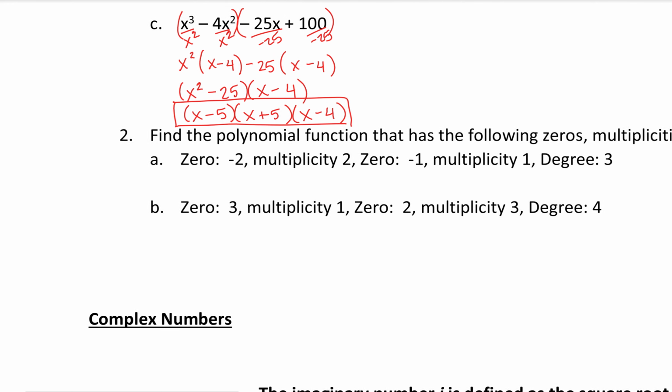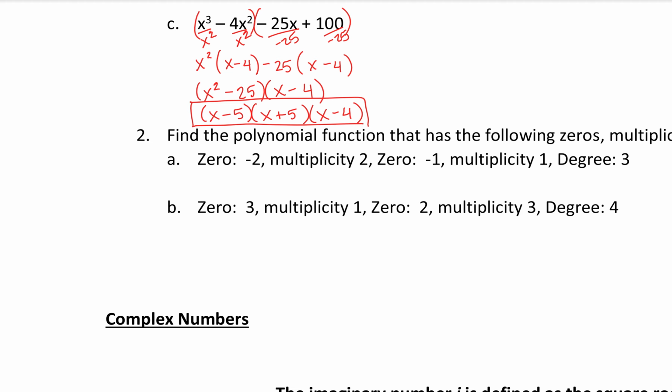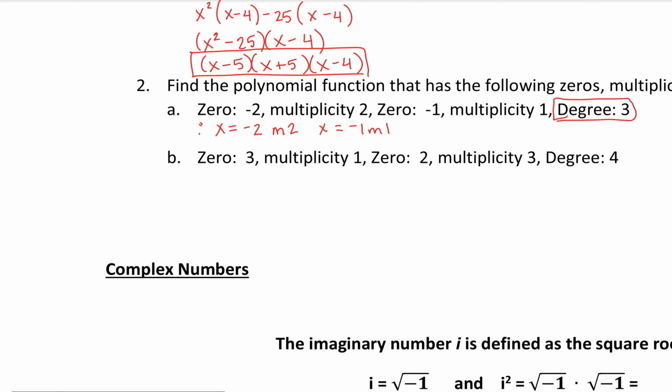So in this case, I say my zero is -2 with a multiplicity of 2. So my x is -2, and it has a multiplicity of 2. And then I have an x that is -1 with just a multiplicity of 1. And this is degree 3, whenever I get my final answer, it should be a polynomial with a degree of 3.